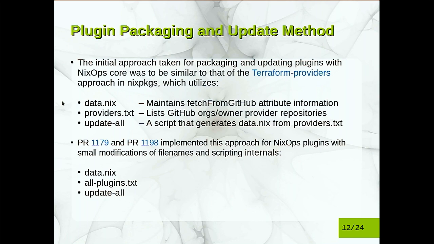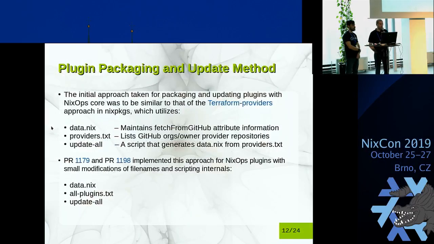So the initial approach taken for packaging and updating plugins with NixOps core was to be similar to what we see with the Terraform providers approach in Nix packages. Terraform providers utilizes three files: data.nix, providers.nix, and an update-all script. Essentially, data.nix is just an attribute set of fetchFromGitHub attributes. The providers file contains a list of repos and the GitHub user for those repos. And the update-all script just gets run, and it can then update that attribute set in data.nix.